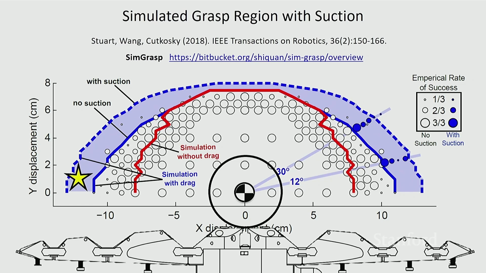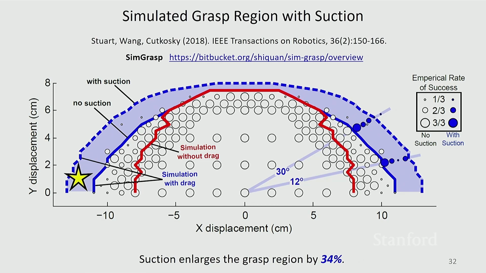And then when we add suction, we get an increase of about a third of our grasp region. And so we get, again, a little bit more forgiving grasp region. So now maybe our controller doesn't have to be quite as perfect, or maybe we can go into slightly harsher environments and still grasp stuff.